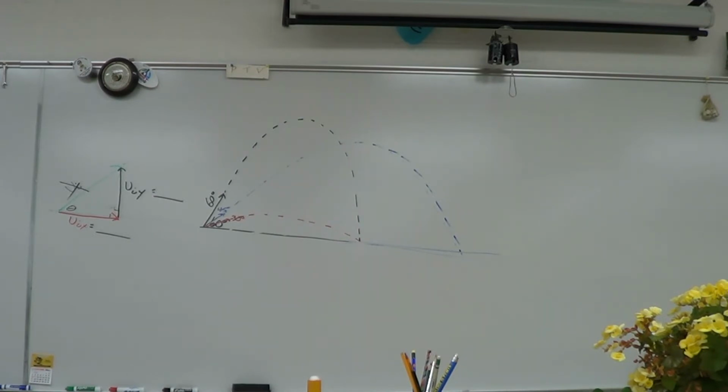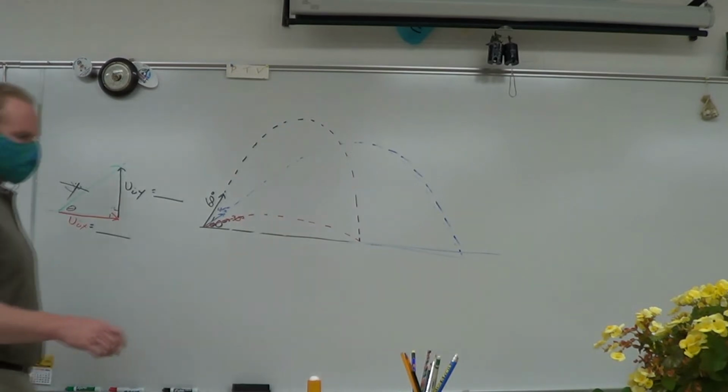Now I use 30 and 60, but realize this is any two complementary angles. It'd be 10 and 80. It'd be 44 and 46. Okay, 45 degrees is max range though. We get this trade-off of time in the air versus total distance.